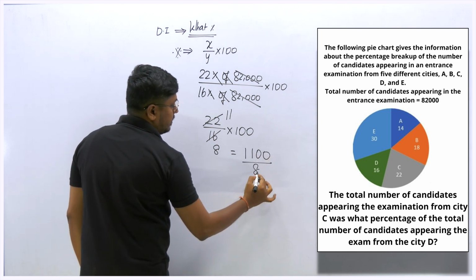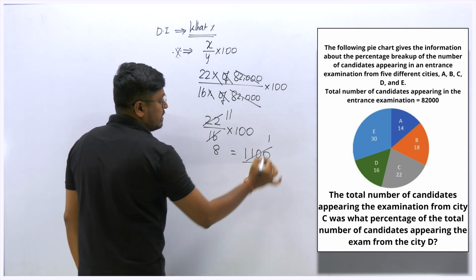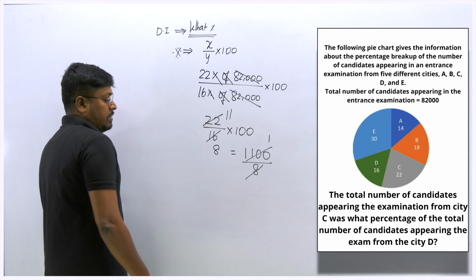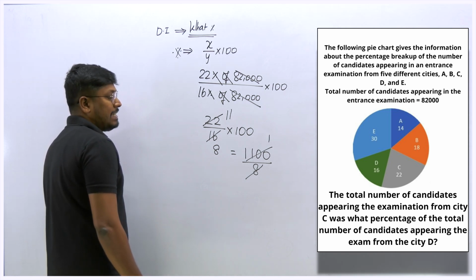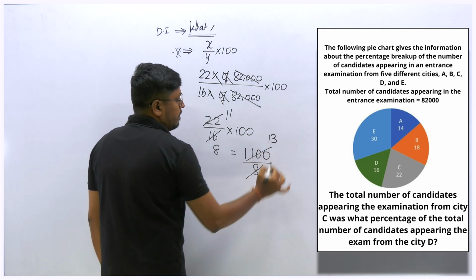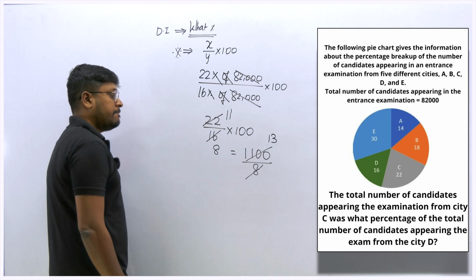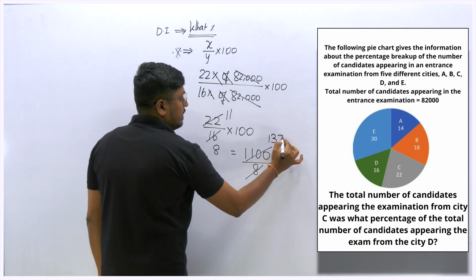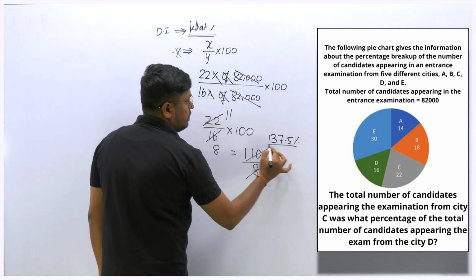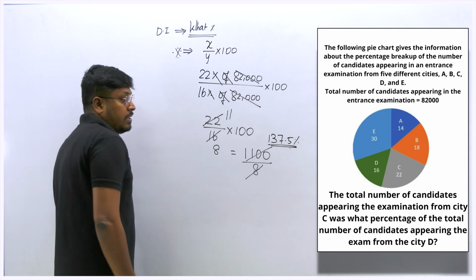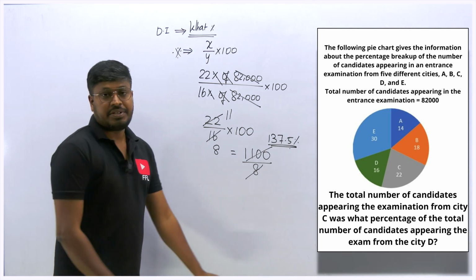1100 divided by 8. So we can cancel it. 1 8 is 8, so remaining will be 30. 8 3s are 24, so remaining will be 6. So 137.5 percent, right? That will be the answer for this question.